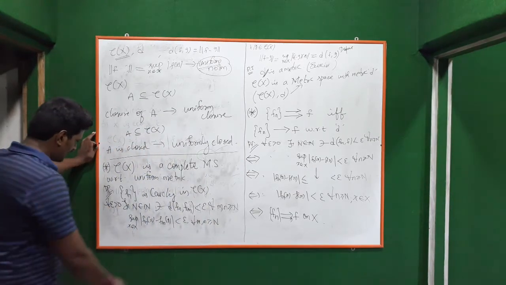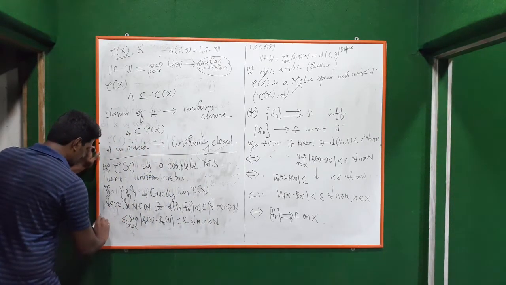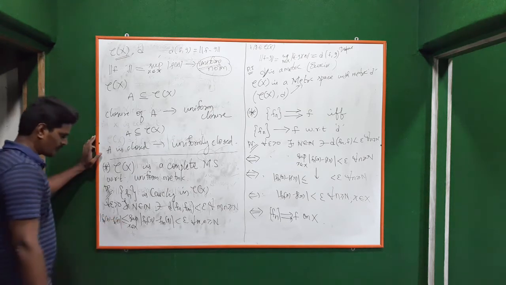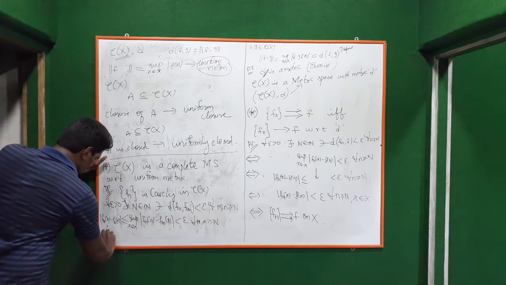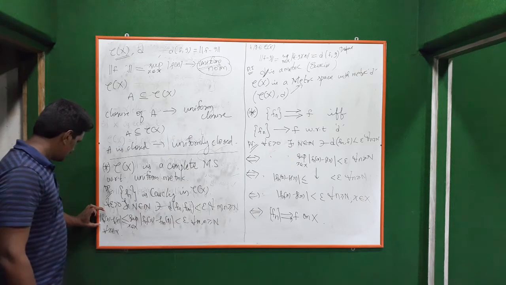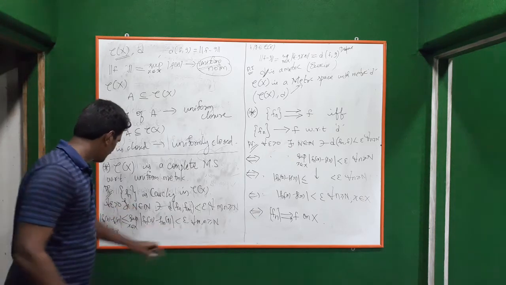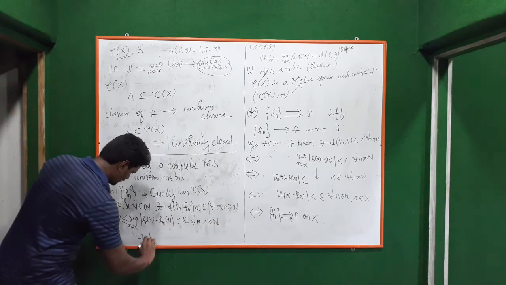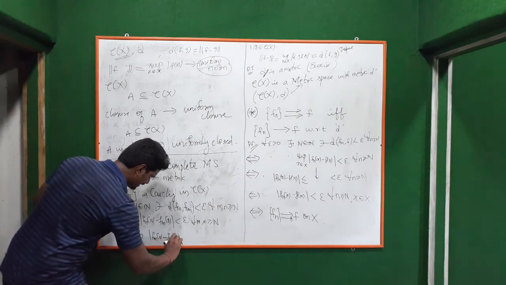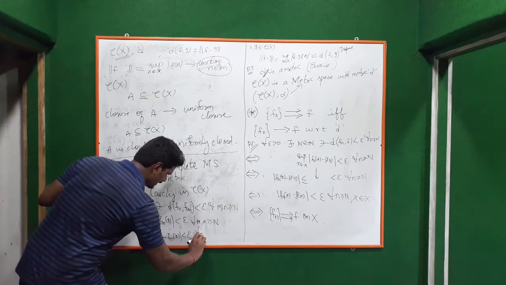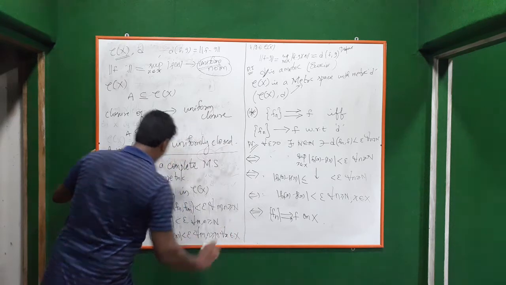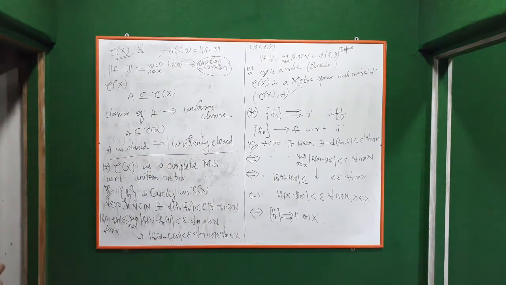And the supremum is always greater than or equal to mod Fm of x minus Fn of x. Correct. This is true for every x in X. That's also there. So this is less than epsilon. It means what you have got? Mod Fm of x minus Fn of x is less than epsilon for every m, n greater than or equal to N and for every x in X. This is true.